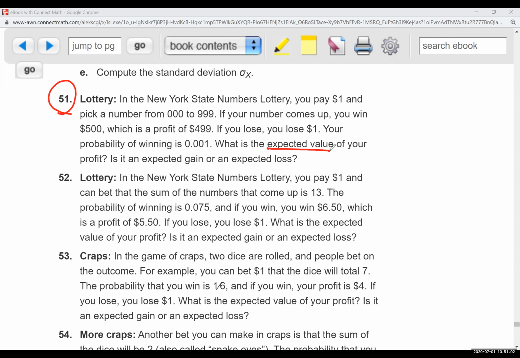Do you have an answer? So you pay $1 and pick a number from 000 to 999. If your number comes up, you win $500, which is a profit of $499. If you lose, you lose $1. So your probability of winning is 0.001.